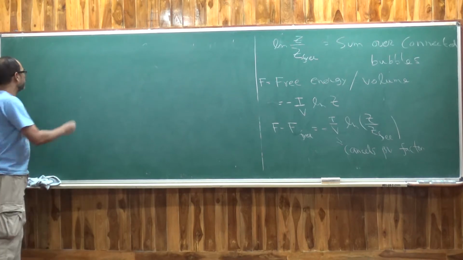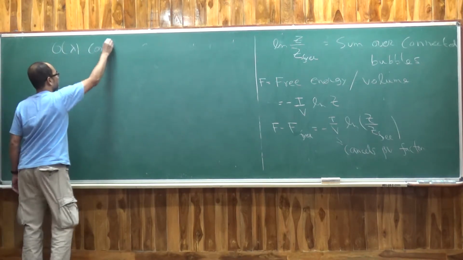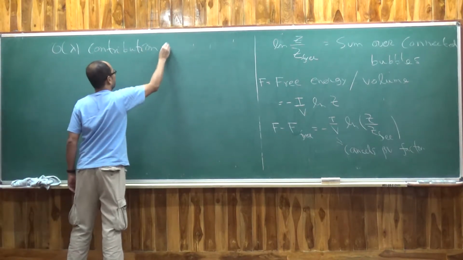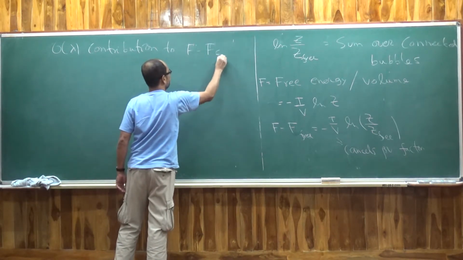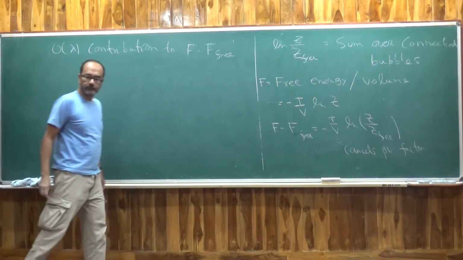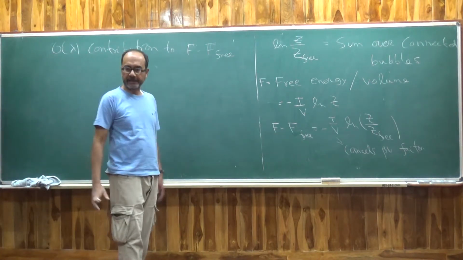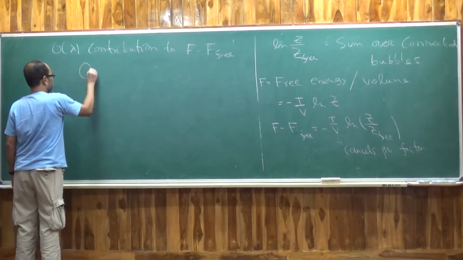So now let's calculate the order lambda contribution to F minus F_free. Okay, so now we just have to sum over our connected bubbles. There is only one diagram, which is this one.